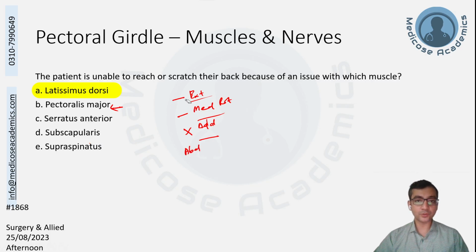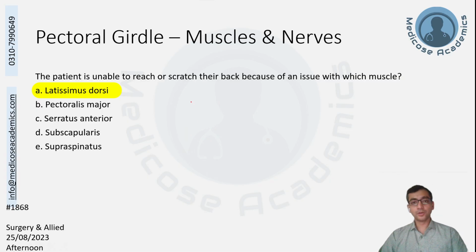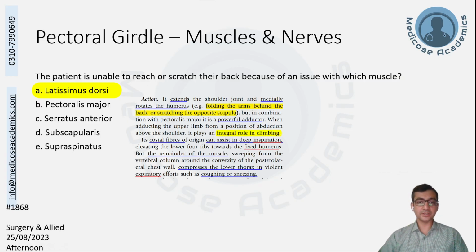And then we are left with subscapularis, and subscapularis is the medial rotator, but does not perform these functions. It does perform this, but it is not an extensor. So these muscles. And one more question. This is a picture from last anatomy.